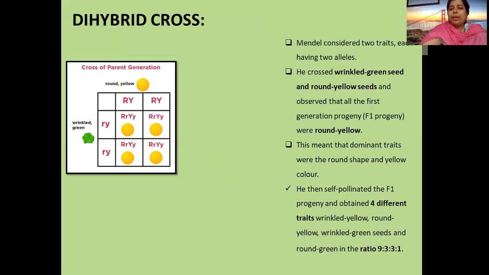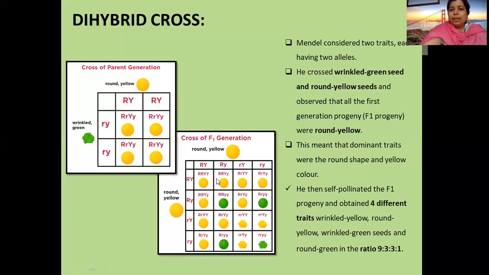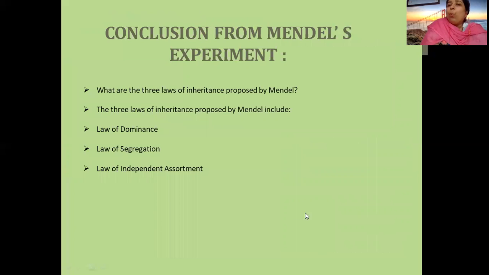Now, what did he do with the F1 progeny? He again self-crossed them. And when he crossed them, he found a combination of all the characteristics. He found wrinkled yellow, round yellow, wrinkled green, and also round green. And all of them are in the ratio of 9:3:3:1.